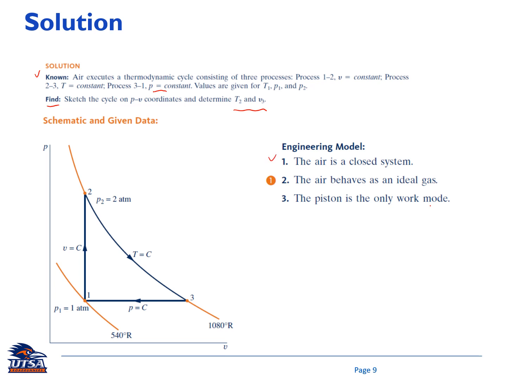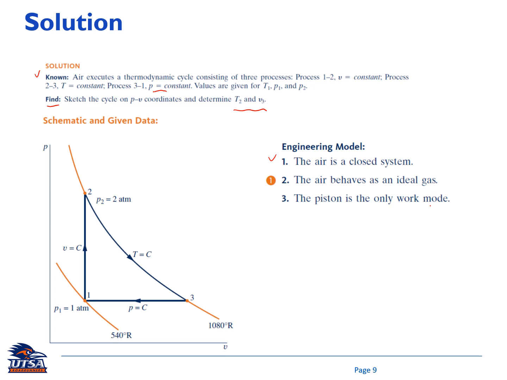So the first assumption here is that the air is a closed system, so it means there is no transfer of mass, so there is no mass in and mass out across the boundary. It's a closed system. The second engineering model or assumption here is that the air behaves as an ideal gas. And assumption number 3 here is that the piston is the only work mode.